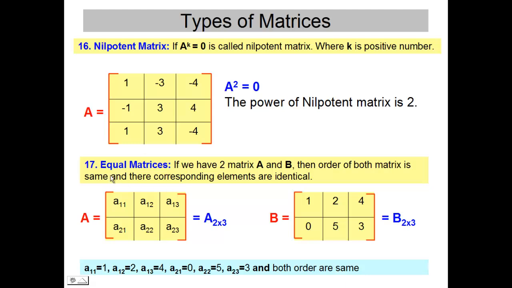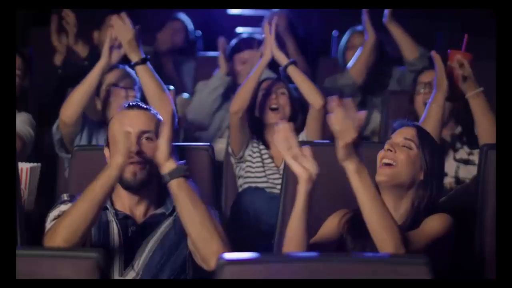Now the 17th matrix is equal matrices. If we have two matrices A and B, the order of both matrices is the same, 2 by 3 and 2 by 3, and their corresponding elements are identical: A11 equals 1, A12 equals 2, A13 equals 4, A21 equals 0, A22 equals 5, and A23 equals 3. This type of matrix is called equal matrices. Each element is available at the same position in both matrices.